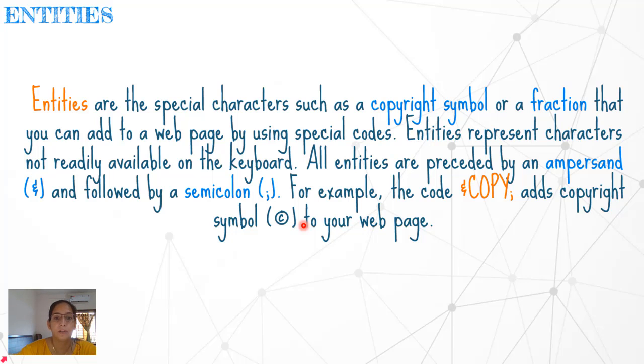Next, we have entities. Entities are special characters such as the copyright symbol or fraction symbols. These symbols are not readily available on the keyboard. So if we want these types of symbols in our web page, then first of all we have to begin with the ampersand. This is called the ampersand symbol, generally we call it the and symbol, followed by a semicolon. For example, we can write ampersand, copy, and semicolon. It will add a copyright symbol on our web page, which is not readily available on the keyboard.